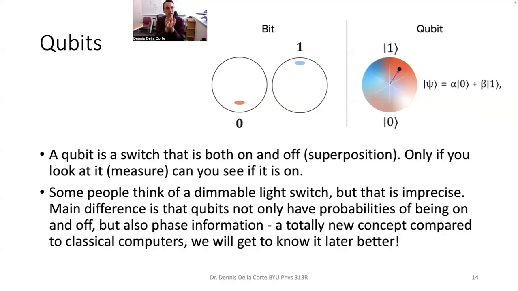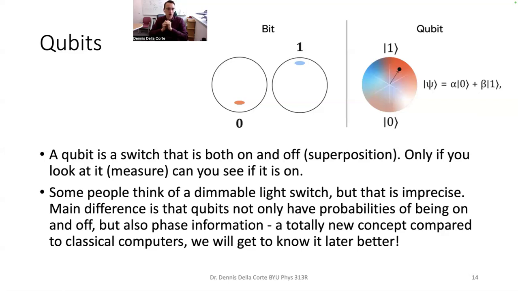Sometimes people say this is like a dimmable light switch. We're somewhere between being on and off, somewhere almost on, or maybe a little bit on. That's not quite correct. And especially once we start talking about quantum algorithms, we will see that this metaphor doesn't hold because it ignores the important fact that there's something called phase information in here as well. And the trick to building really cool quantum algorithms will be to manipulate these phases.